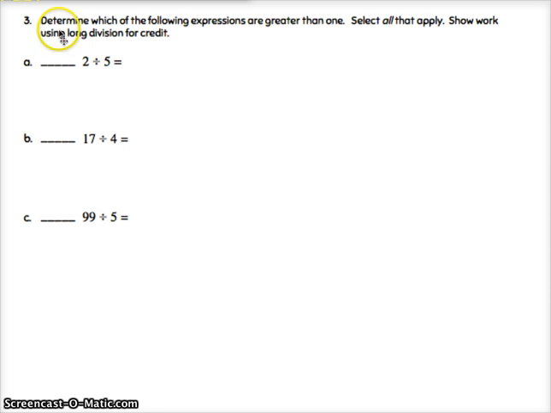Number 3 says, determine which of the following expressions are greater than 1. Select all that apply. Show work using long division for credit. So you're going to divide all 3 problems, A, B, and C. You'll divide them using long division, and if the quotient, the answer, is greater than 1, you mark it with an X. If it's not greater than 1, you leave it blank.